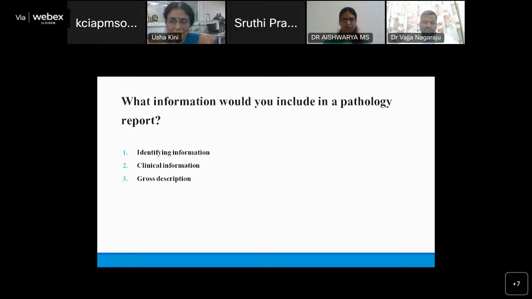The gross description. Every tissue that comes to you has to be described, for many reasons, because you will have to know the size, what's the color. It is like someone who has not seen the tissue, but by reading your description must be able to visualize what was received in the lab. And the fourth is a microscopic description.